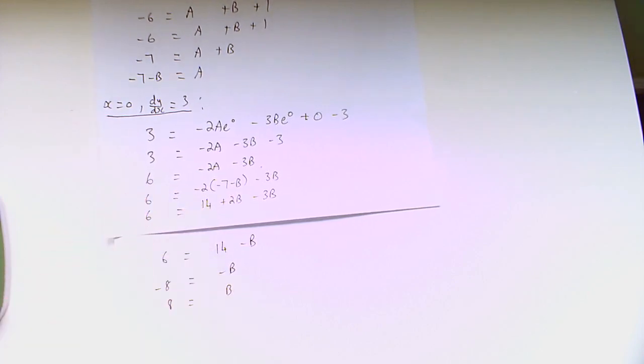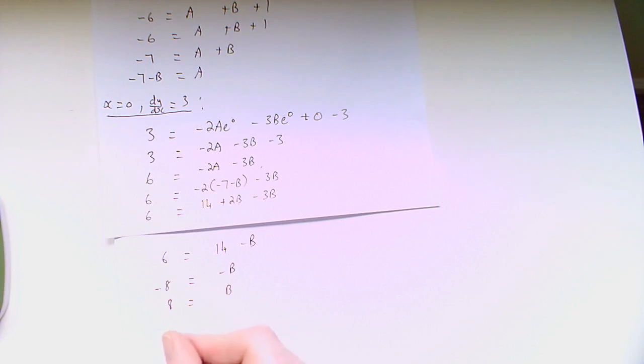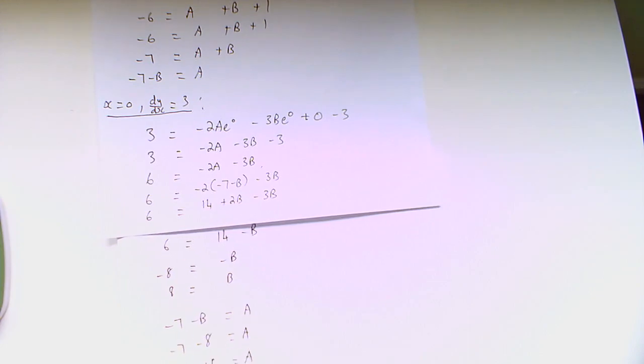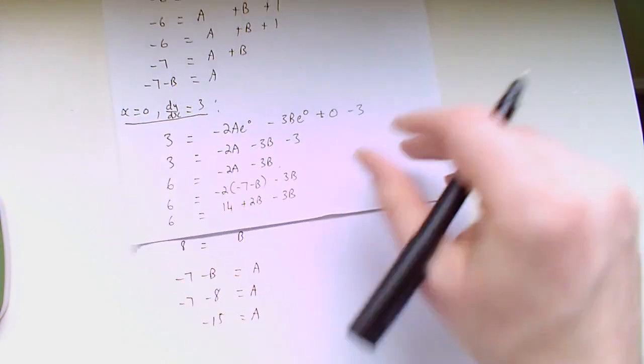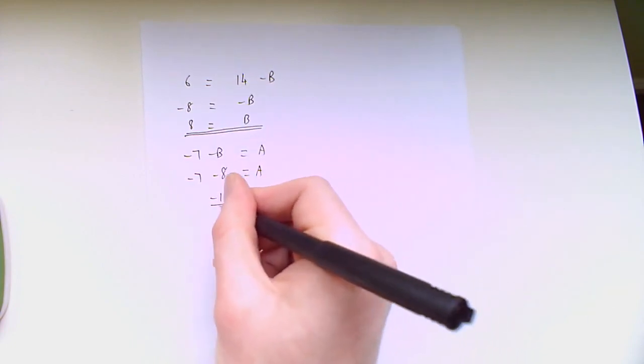And again, I'm just going to work out a, but I'll just use this equation here. So negative 7 take away b equals a. So negative 7 take away 8 equals a. So negative 15 equals a. So I've got my two values of a and b.